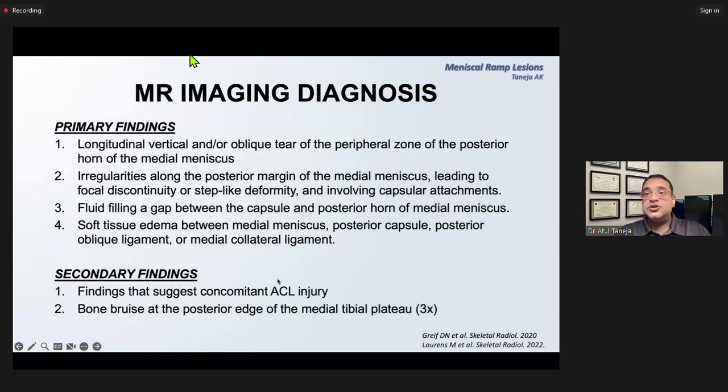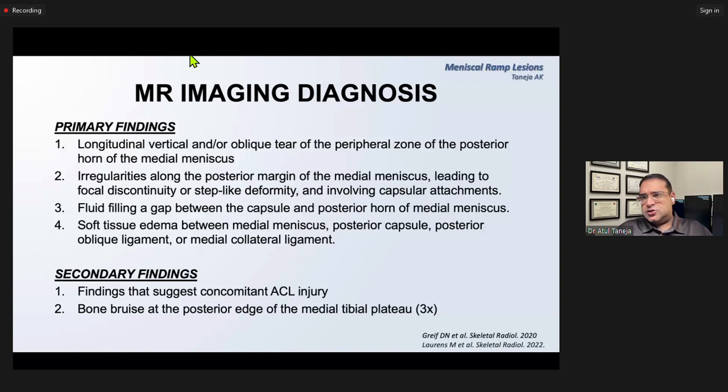Secondary findings, ACL injury. So that's a very interesting discussion, that for many authors, we can only call ramp lesions when there is an ACL injury. That's a definitional thing. It doesn't matter. You will see the ramp lesion. You can see the ramp lesion even without the ACL tear.